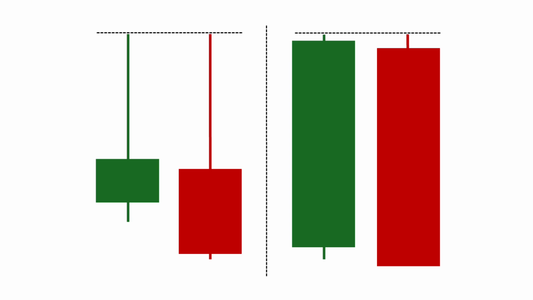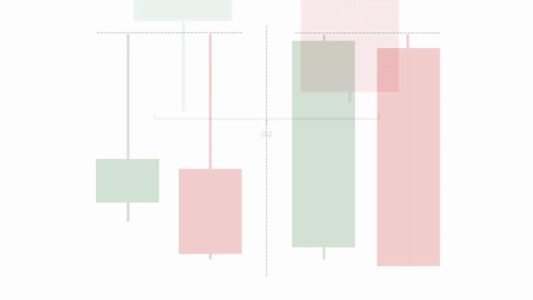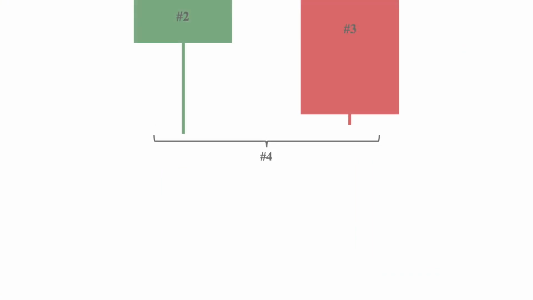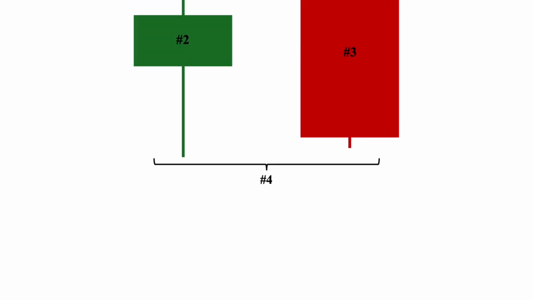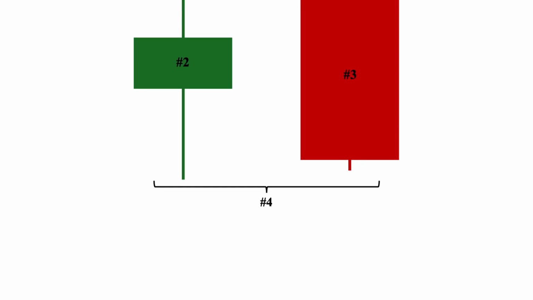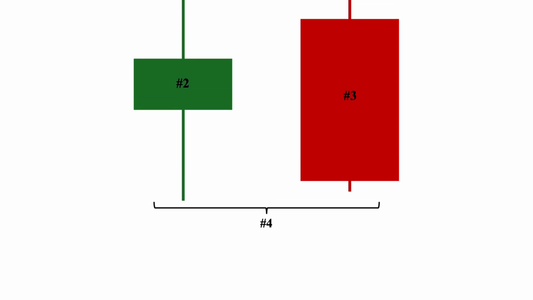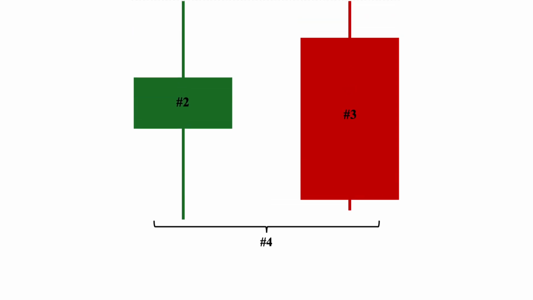And now let me show you how to identify the tweezer top pattern. Here are 4 crucial criteria for pinpointing a valid tweezer top pattern on the price chart. The first thing we need to pay attention to is the price level. The two candlesticks must have identical or near identical highs.